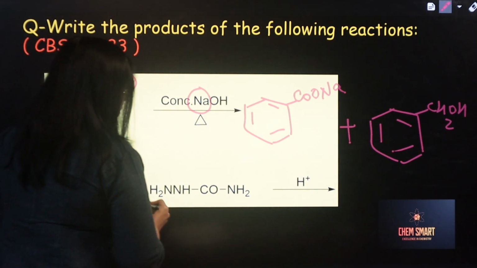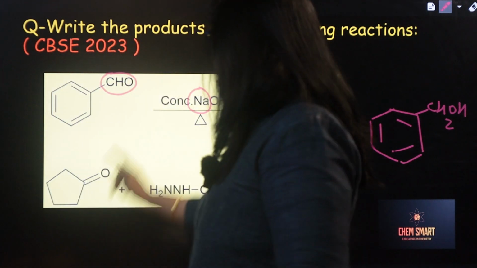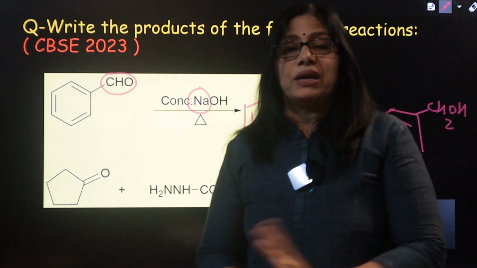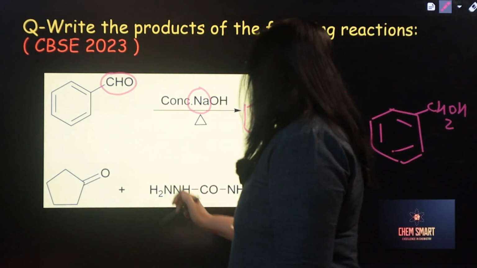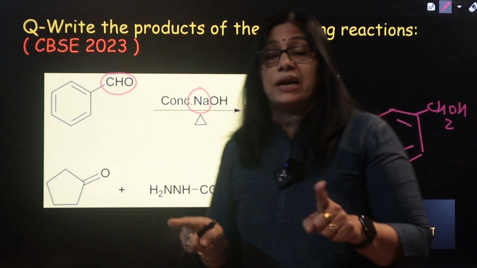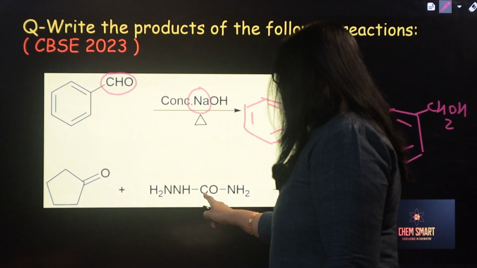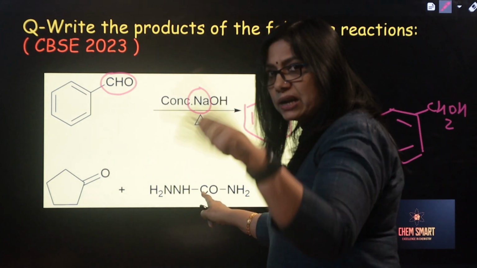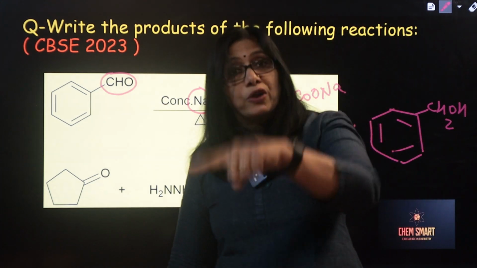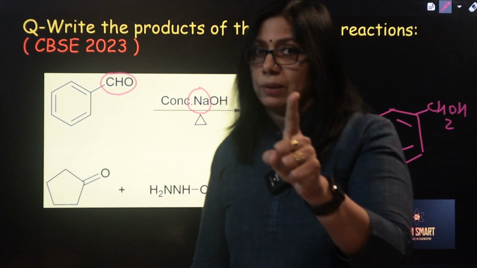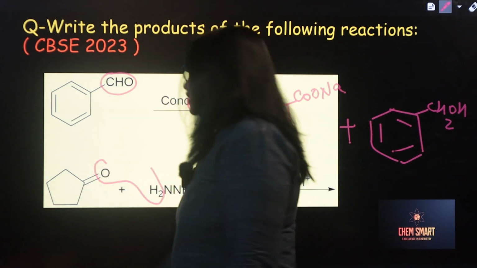And what is this? It is semicarbazide. When an aldehyde or ketone reacts with semicarbazide, you will get semicarbazone. And how to show that? When you deal with semicarbazide again, you have to be very careful because one NH2 is close to CO, connected directly to CO. The other NH2 is away from CO. What is away from CO, that hydrogen only you should remove. Okay? Take care.